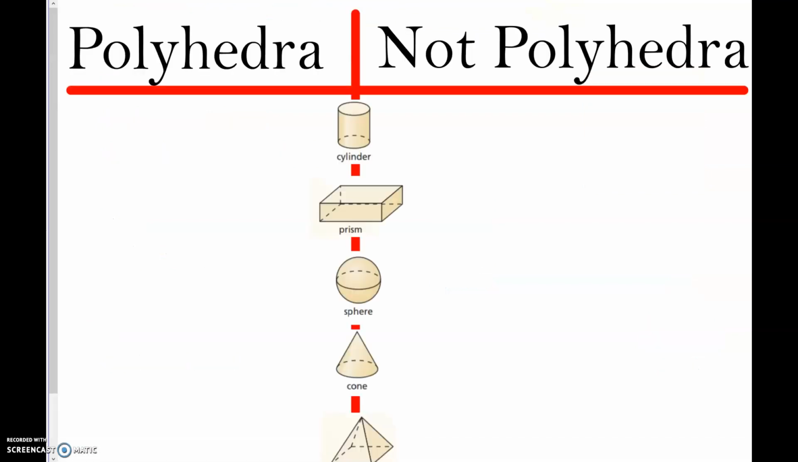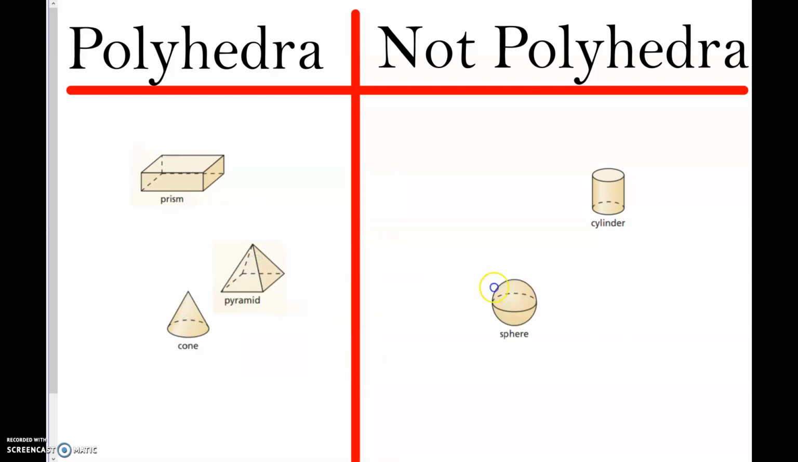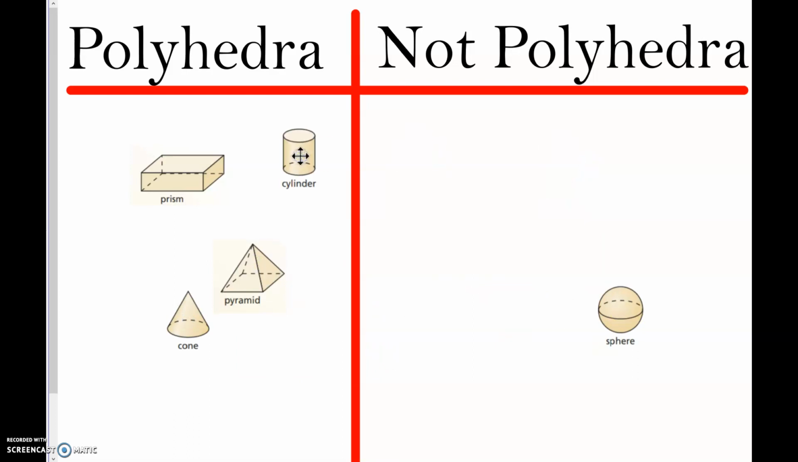Some of these are considered polyhedra, some are not. To be a polyhedron, we're going to have all polygons. If we look at this cylinder, it has that round part, so it's not considered a polyhedron. Your prism, your cone, pyramid, sphere. Okay, so then we have our spheres. A three-dimensional shape.